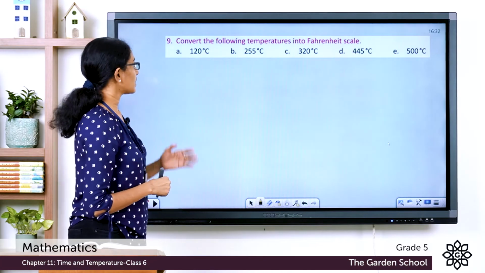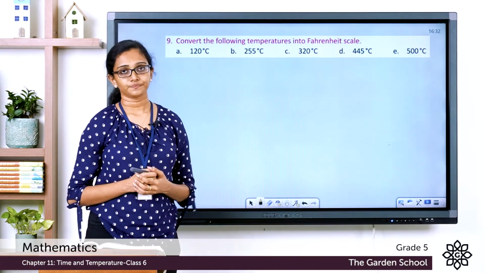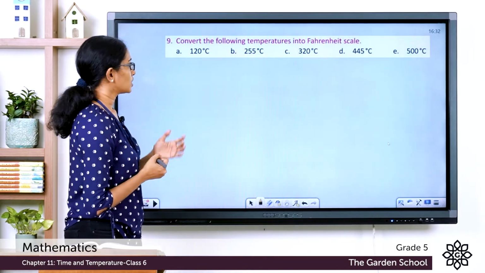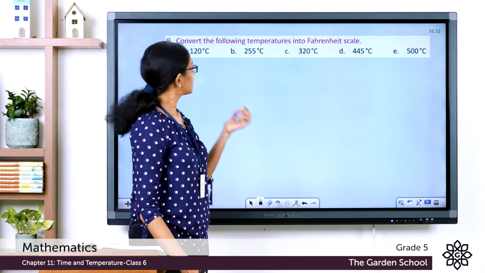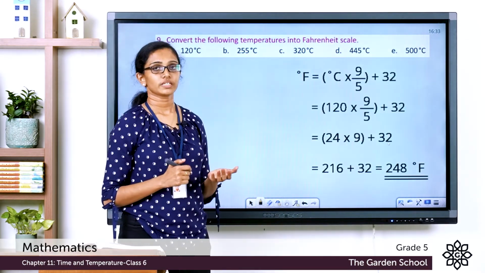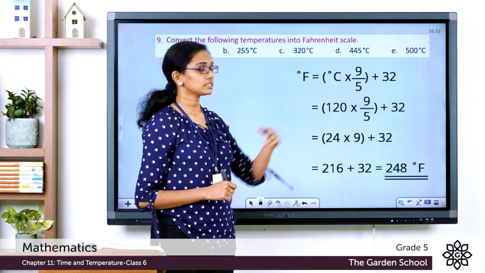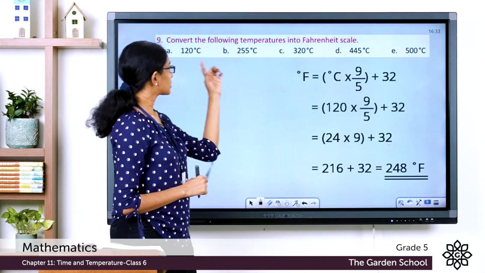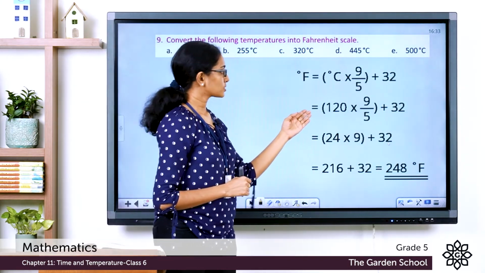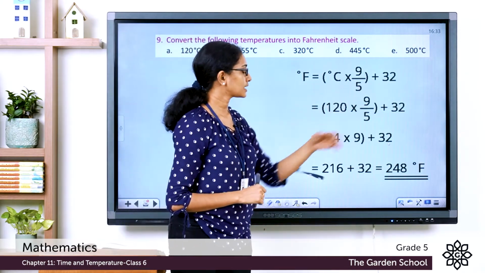Now let's see the next one. Convert the following temperatures into Fahrenheit scale. The first one, 120 degrees Celsius. So we know to convert from degrees Celsius into Fahrenheit scale, what is the formula? Degree Fahrenheit is equal to degrees Celsius into 9/5 plus 32. So the temperature here, the first question, 120 degrees Celsius. Substituting it here, 120 into 9/5 plus 32.